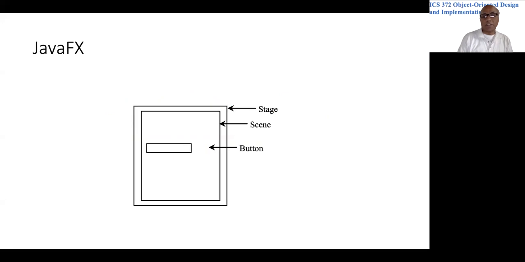In JavaFX, we have a stage that is the outer frame of the graphical user interface. The stage can have at any given point a scene, and that scene can change over time. And within the scene, we put the widgets like buttons.